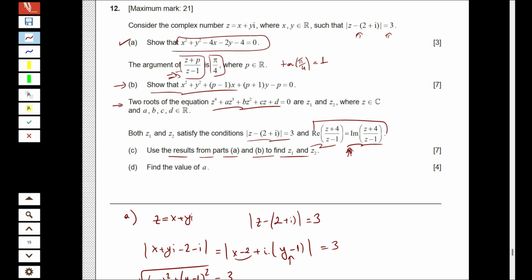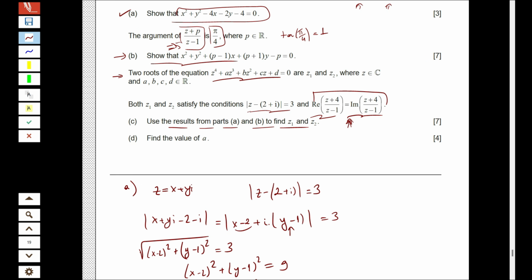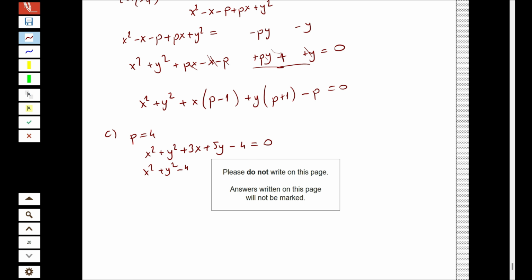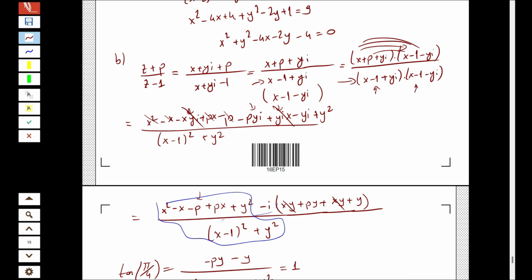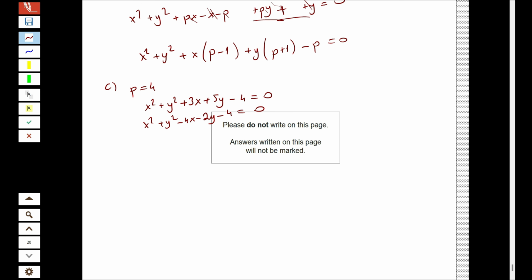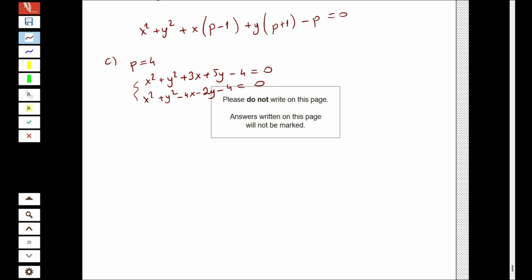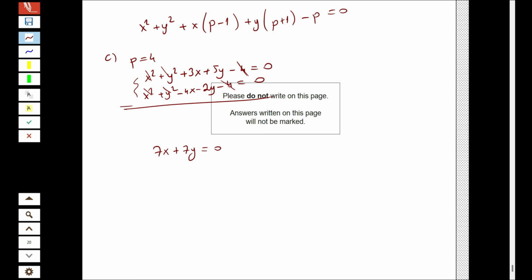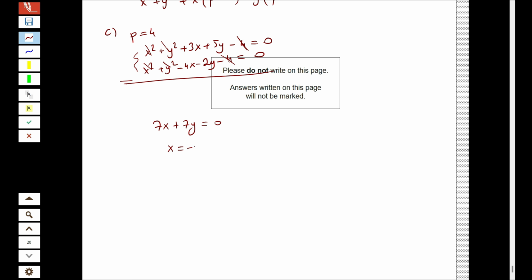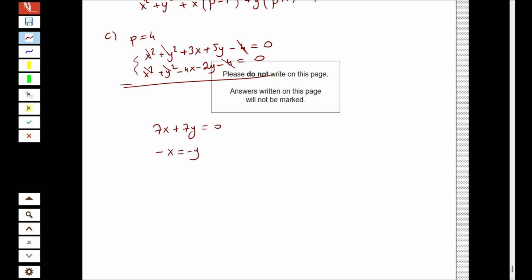In question A, we also used the other equation, this one, x squared plus y squared minus 4x minus 2y minus 4 equals 0, right? So when we use this equation and equate them, or you can subtract, you will find 7x plus 7y equals 0 because these cancel. In this case, it means x equals minus y or y equals minus x.